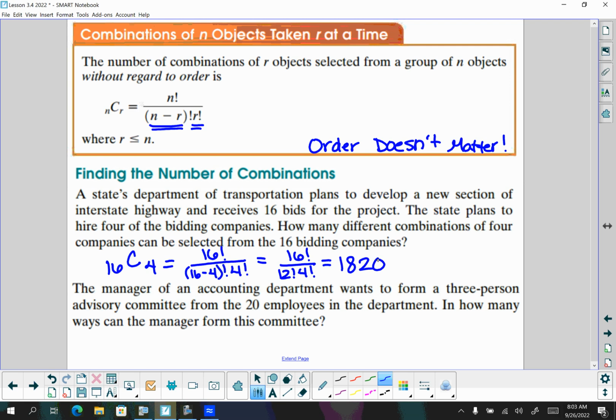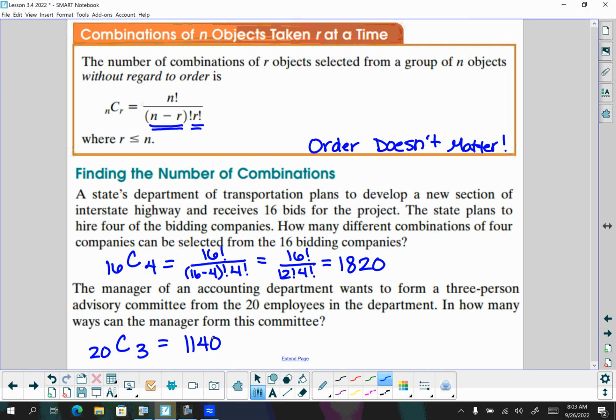The manager of the accounting department wants to form a 3-person advisory committee from 20 employees. How many ways can the manager form this committee? Again, we're making a committee. People don't have certain positions. Order doesn't matter. So 20 choose 3, and you can just type it in your calculator. It's fine if you want to use the combination option under probability. So let's see. 20 choose 3 would give me 1,140.